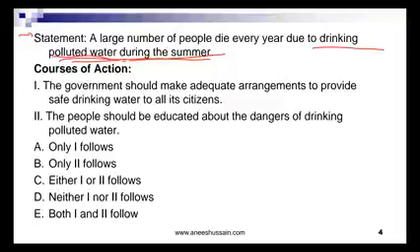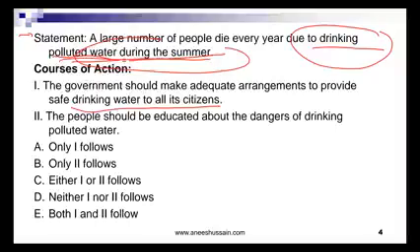So what action should be taken? The first action that's given is that the government should make adequate arrangements to provide safe drinking water to all its citizens. This makes sense. If they provide safe drinking water, your problem should be solved. Then the second step is that the people should be educated about the dangers of drinking polluted water.